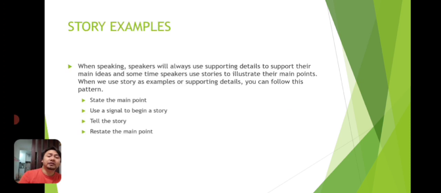Right, so hi everyone. Now we are moving into Unit 4, and let's look at what we are going to learn in Unit 4. First of all, we're going to talk about story examples. When we talk, speakers will always use supporting details to support their main points. Of course, that is very basic.